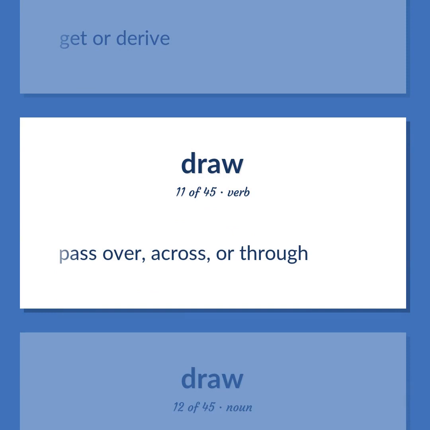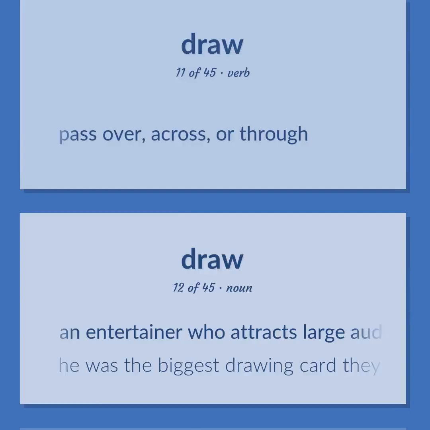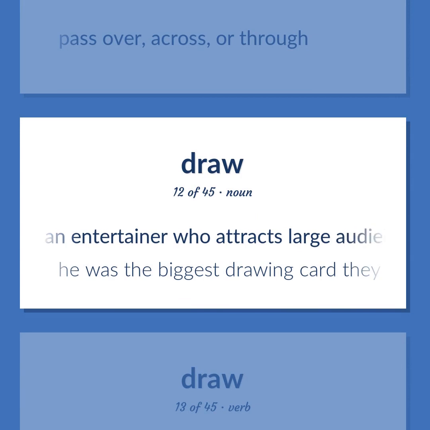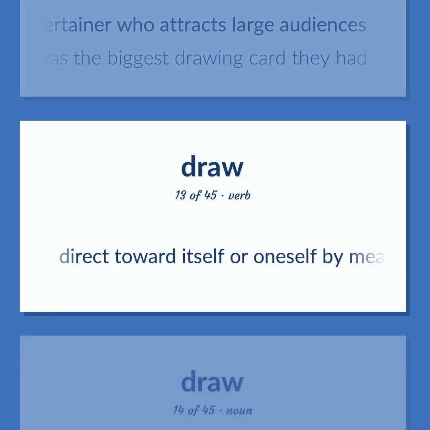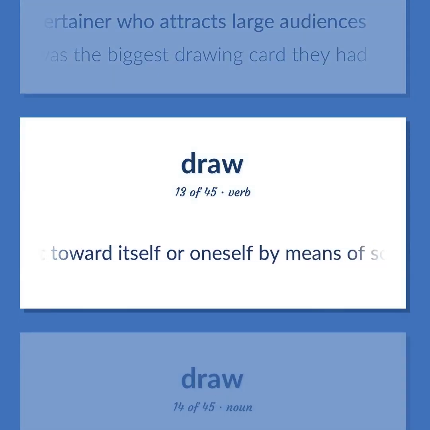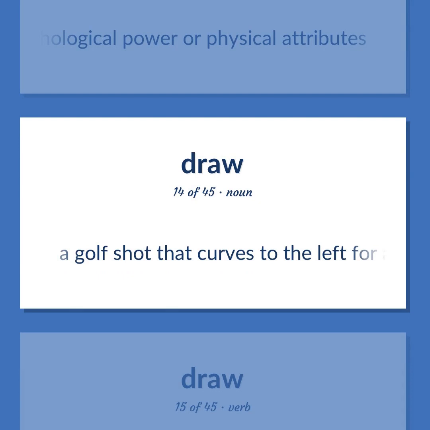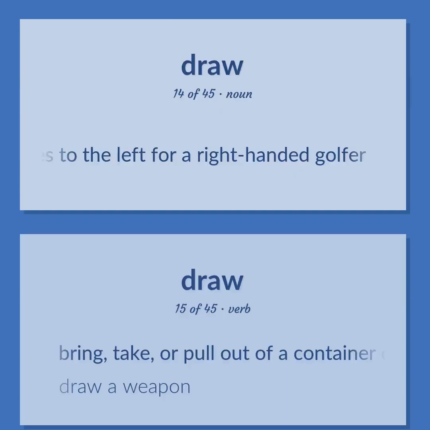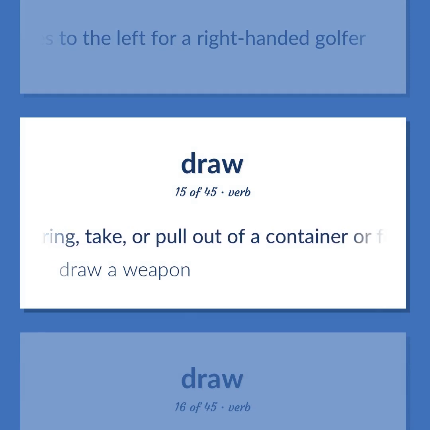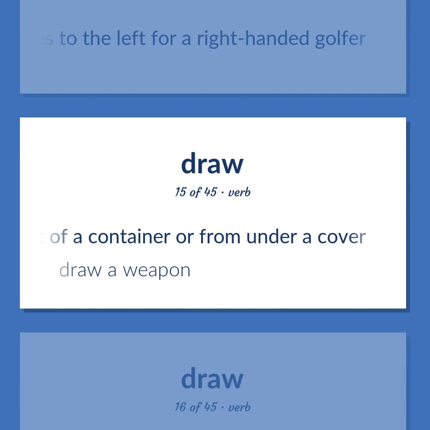Pass over, across, or through. An entertainer who attracts large audiences. He was the biggest drawing card they had. Direct toward itself or oneself by means of some psychological power or physical attributes. A golf shot that curves to the left for a right-handed golfer. Bring, take, or pull out of a container or from under a cover. Draw a weapon.